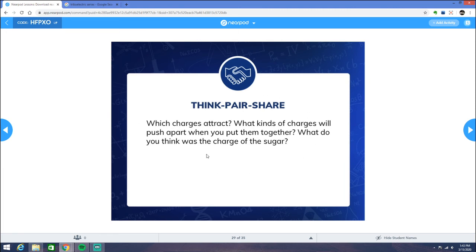There's another thing, pair share. We want you to think about these questions. What kind of charges attract? What kind of charges will push apart or repel? And what do you think was the charge of the sugar in that activity?